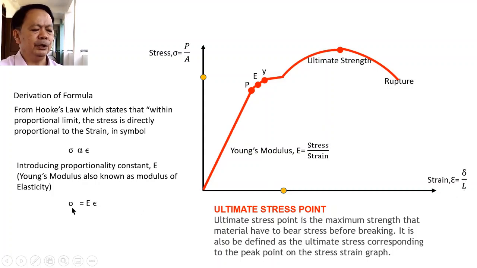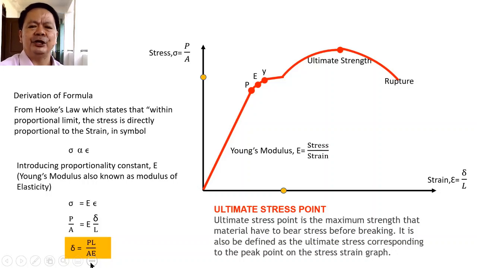If this P over A will be substituted to this stress and deformation over L is substituted to this strain, then our formula becomes P over A shall be equal to E times deformation over L, and from here we can solve for the deformation such that the deformation is equal to PL over AE. So that is how we make the derivation, showing the relationship between the stress and the strain.